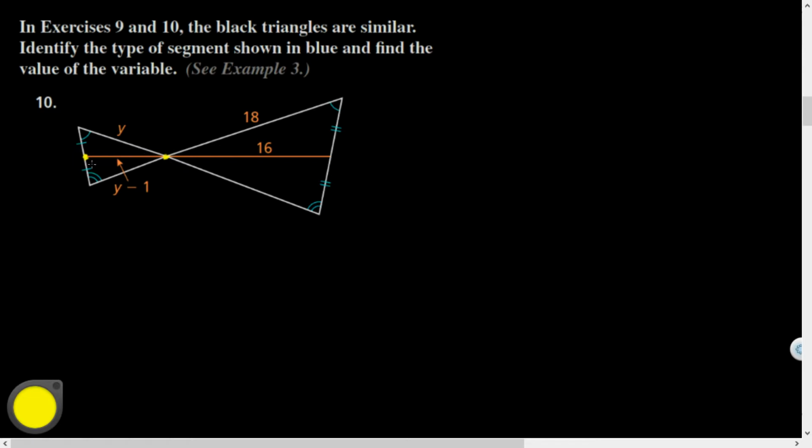Well, if it's perpendicular to the opposite side from the vertex, it would be an altitude. I believe these are medians. All right. Yeah, those special segments, there was a lot.